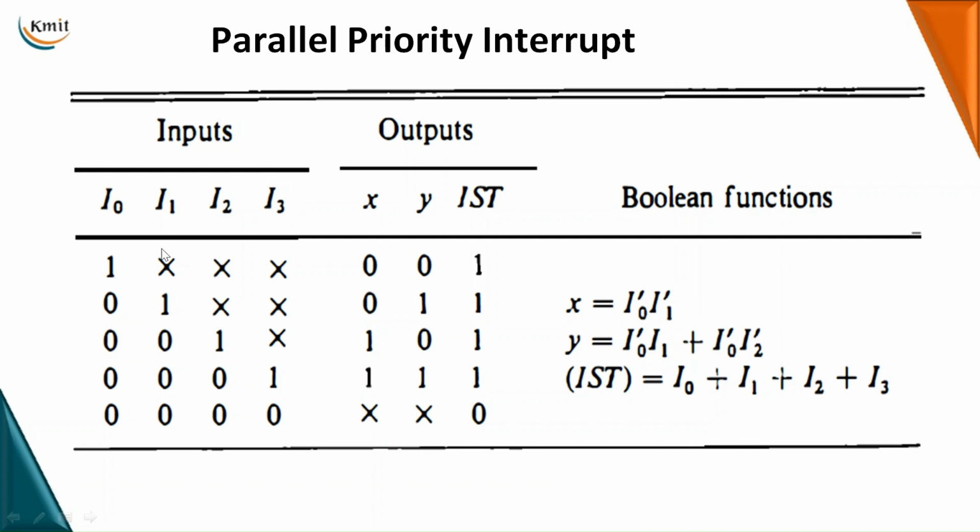So here, if there is an interrupt from I0, the output of your bus will be 00. So device 0 means 00. In case of 1, it is 0, 1. For 2, it is 1, 0. In case of 3, it is 1, 1, the output. Okay. So provided the interrupt status bit is set to 1.